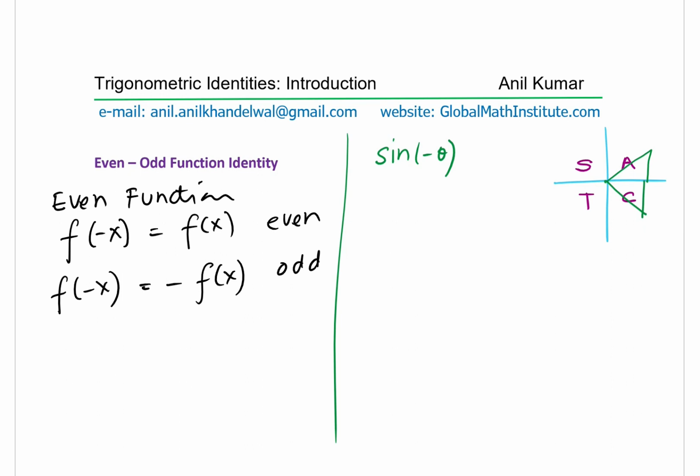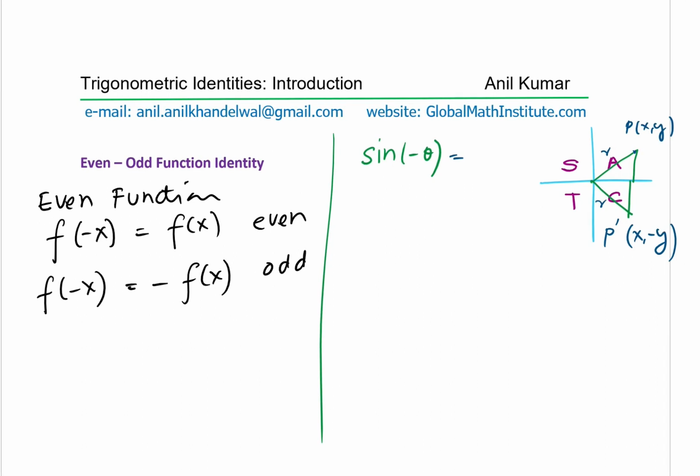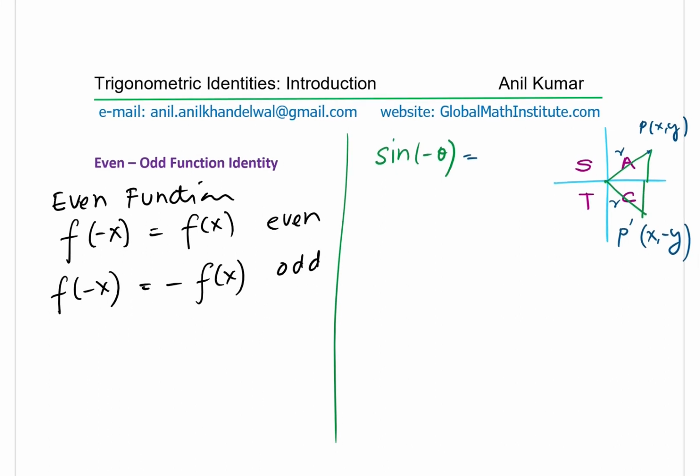So as soon as I do sine of minus theta, then the point which was here, x y, now is reflected and we get this point as x, minus y. Do you see that? So sine of minus theta in this particular case, the radius being the same, the hypotenuse being the same, could be written as minus y over r. And this is equal to minus of sine theta.